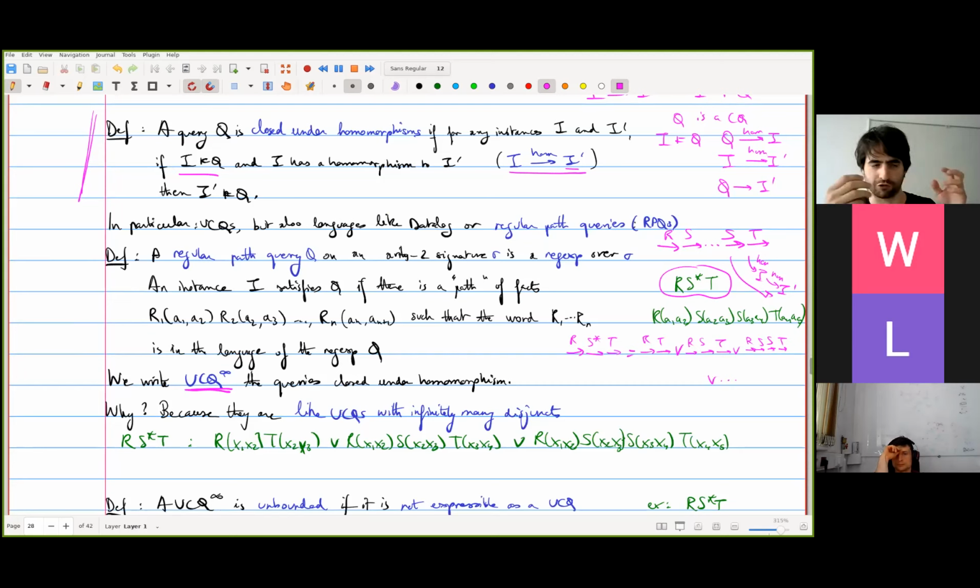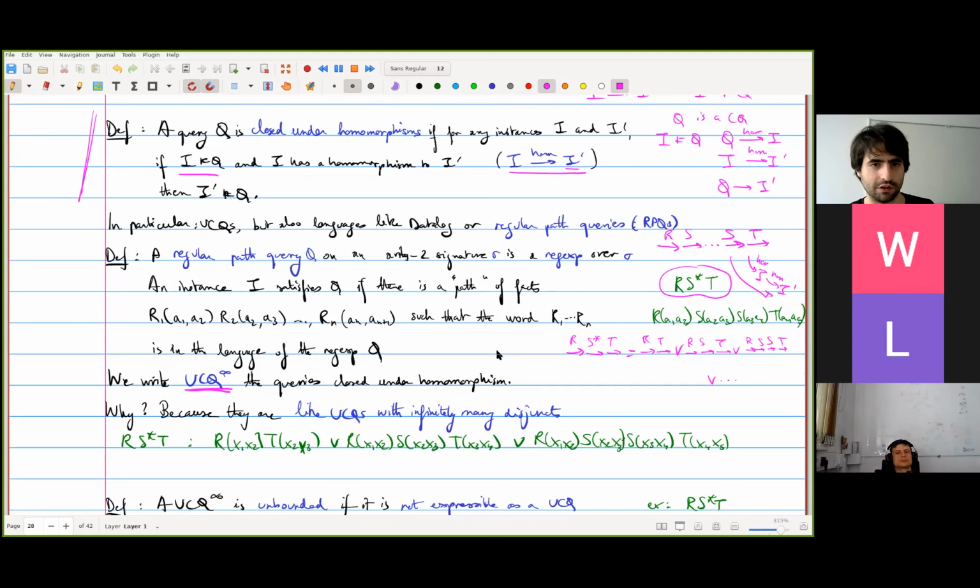An infinite union of conjunctive queries can be very strange, right? The disjuncts could have very unpredictable properties, and since it's an infinite set, I cannot explicitly write it. But I don't care. I'm just saying I have a query closed under homomorphisms. I don't want to write down explicitly the list of what the query is. It's just a function from instances to true or false that is closed under homomorphisms.